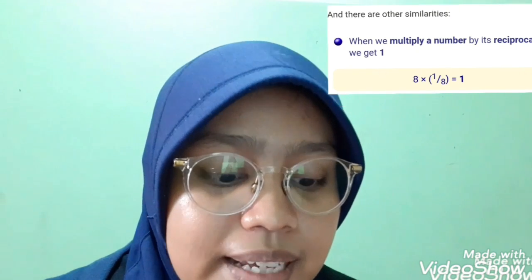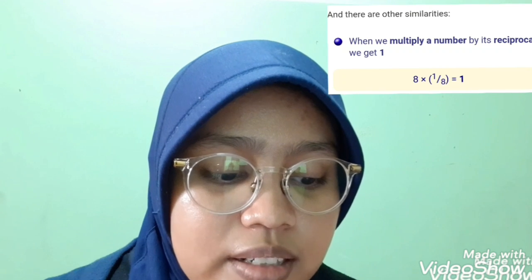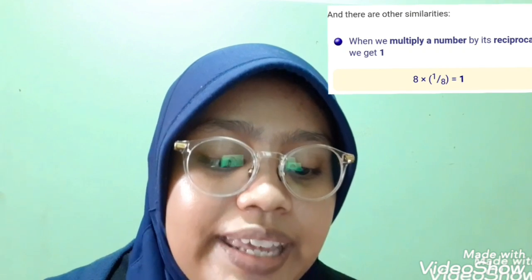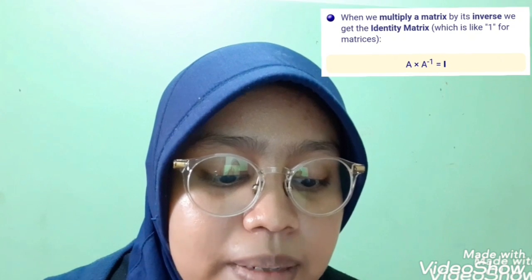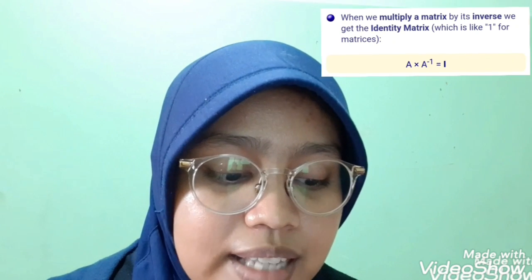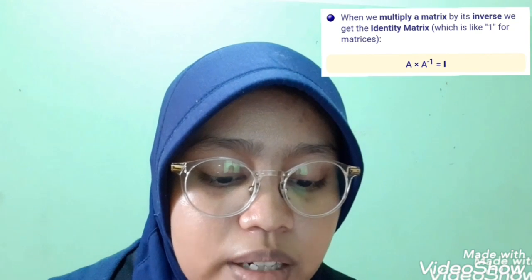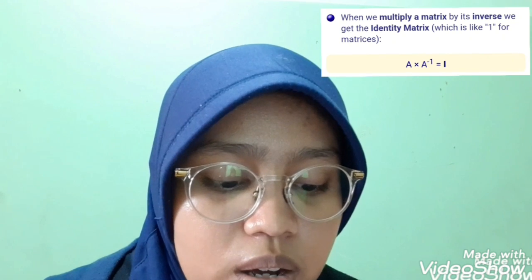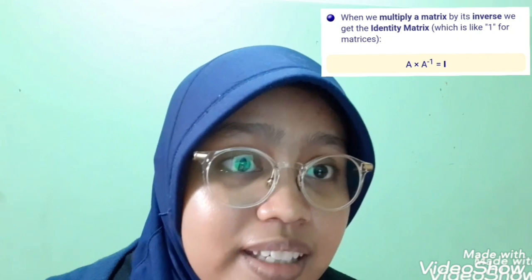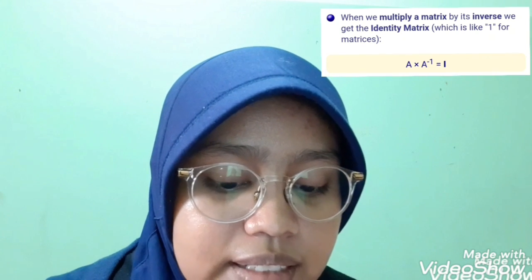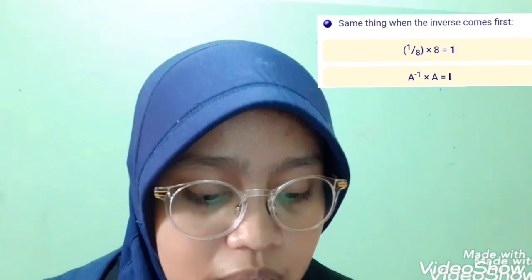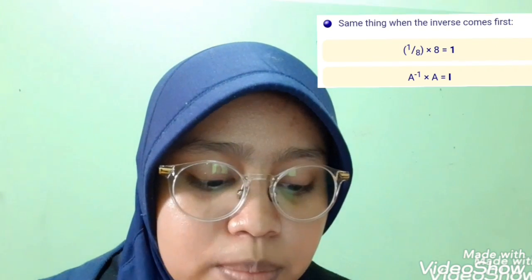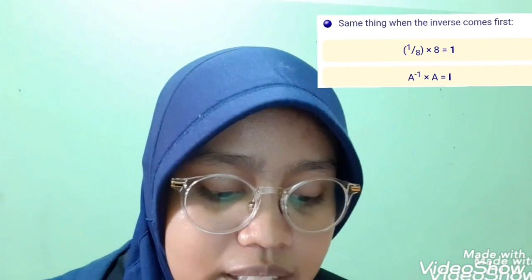When we multiply a number by its reciprocal, we get 1. 8 multiplied by 1 divided by 8 equals 1. When we multiply a matrix by its inverse, we get the identity matrix, which is like 1 for matrices. A multiplied by A inverse equals I. 1 divided by 8 multiplied by 8 equals 1. A inverse multiplied by A equals I.